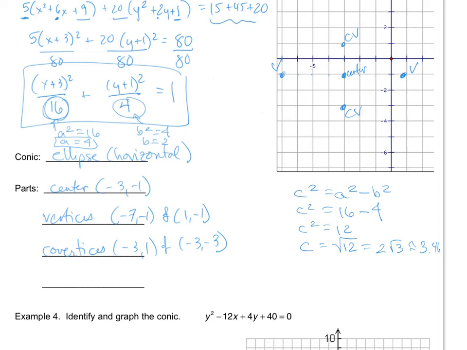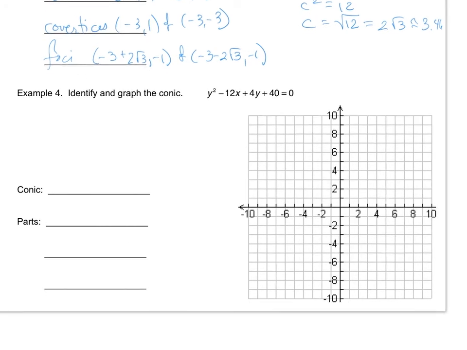So from the center, I'm going to go 3 and a little bit to get a focus, 3 and a little bit to get our other focus. So we now see that our foci are what? -3 plus 2 times the square root of 3. The y value doesn't change, and -3 minus that c value, and the y value doesn't change. So now I can graph my ellipse.